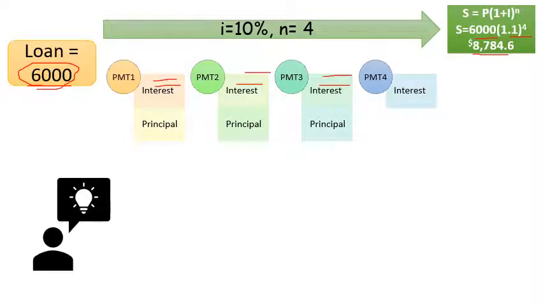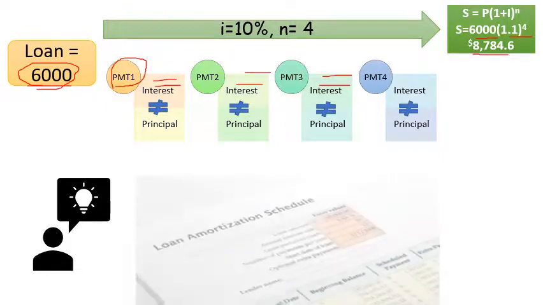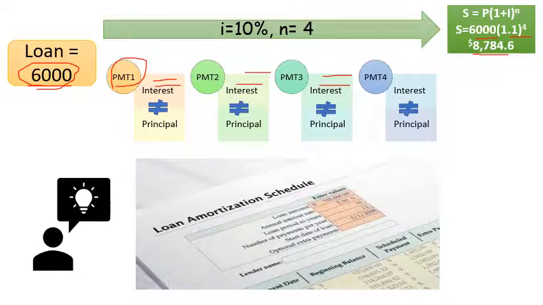And payment four will include the interest payment and the principal payment. But usually, the interest payment in each payment doesn't equal the principal payment. So we want to know the allocation, or the distribution, of the interest payment and the principal payment in each periodic payment. You can observe the interest expense and the principal payment in each periodic installment by constructing what is known as a loan amortization schedule.